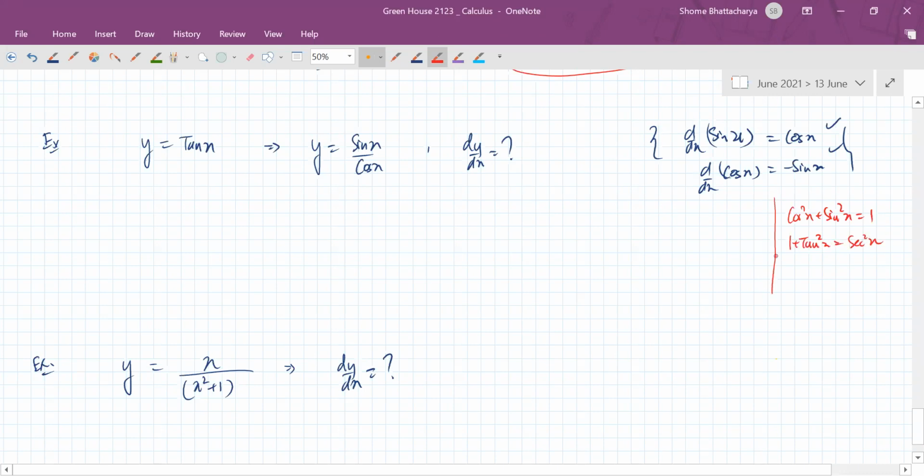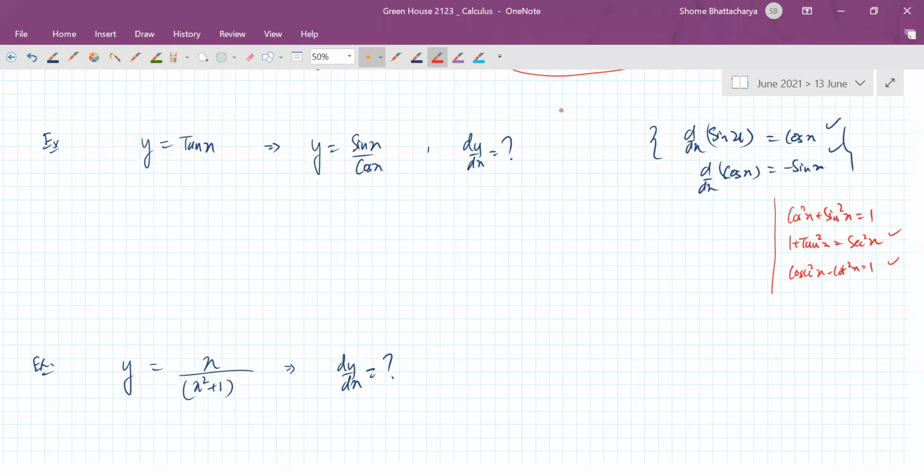Anybody remembers? Cosec square x minus cot square x equals to 1. So these are things that we'll be using a little bit in future. Also, when we do integration, you'll see these will become important.